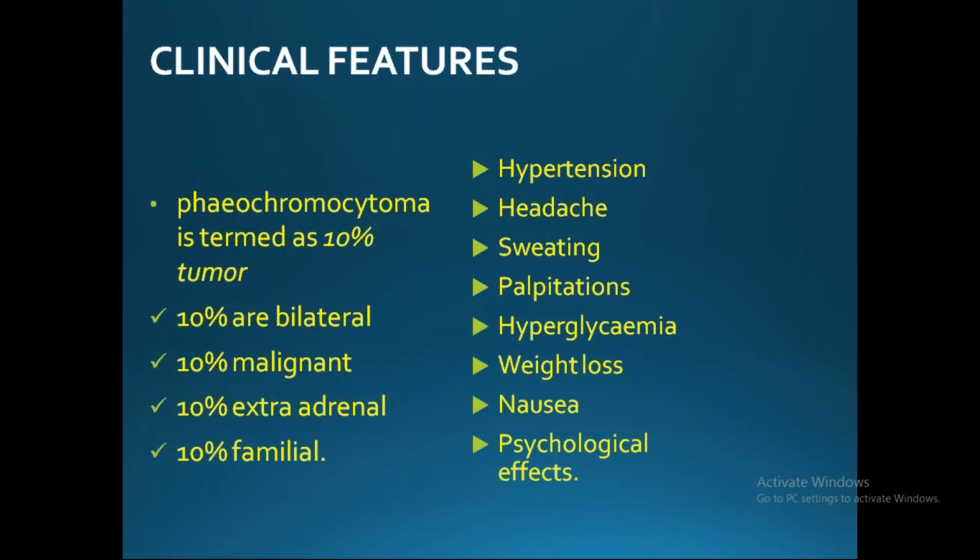Hypertension, headache, sweating, palpitations, hyperglycemia, weight loss, nausea, and psychological effects. And hypertension, headache, and sweating is the classical triad of pheochromocytoma.